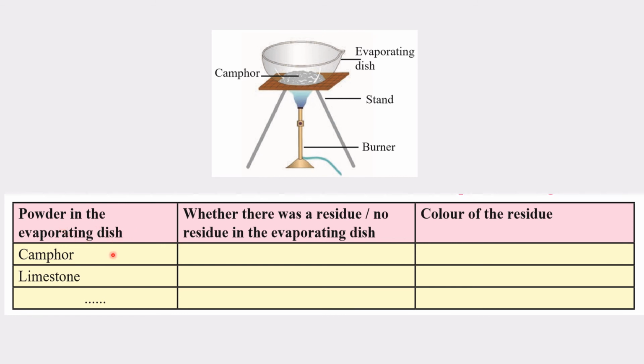Powder in the evaporating dish: first of all, what have we taken? Camphor. When we give heat to camphor, what are the observations? No residue, meaning nothing will remain behind in the dish. And the color of the residue? Nothing, because nothing is there, so we can't say anything about color. The next is limestone. Residue remains here and the color of the residue is white. When we give heat to limestone, it is converted into a white residue. And washing soda: residue will remain in the dish and the color of the residue is white.